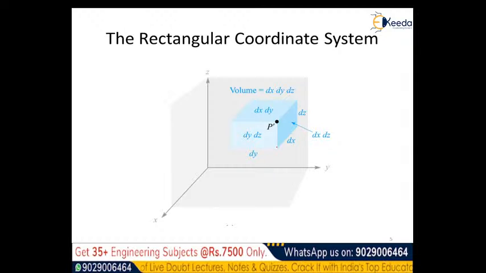And for determination of the differential volume in the rectangular coordinate system, what do we do? We determine the product, the multiplication result of dx, dy and dz here.